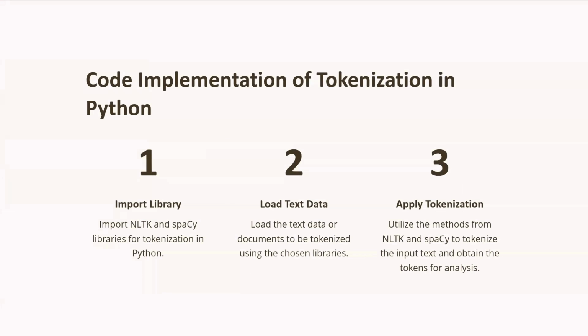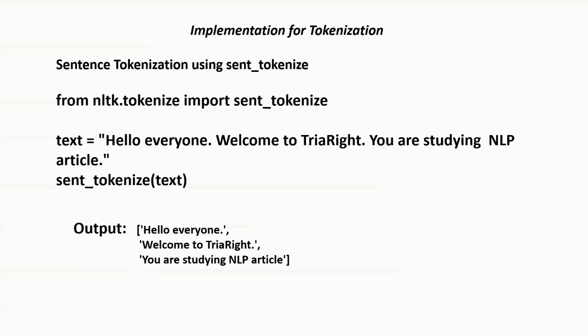First, load the text data or documents to be tokenized using the chosen libraries, and apply tokenization methods like NLTK and spaCy tokenization to obtain the tokens for analysis. We can use character, subword, and sentence tokenization. This is one example of an implementation of tokenization.